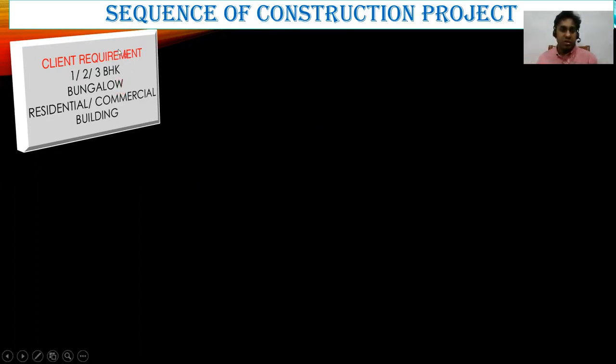So that is what I've written here. It's a client requirement. The client requirement can be a 1 BHK house, a 2 BHK house, a 3 BHK house, a bungalow, or let us say you want to put a big residential building in your plot, or a big commercial building. Let us say you want to put up a big hotel or a mall. Then how do you do all these things, right?